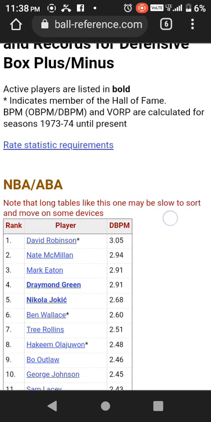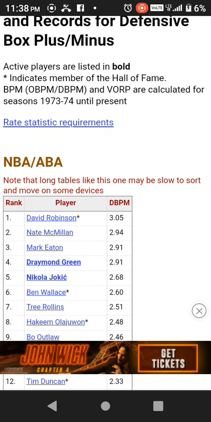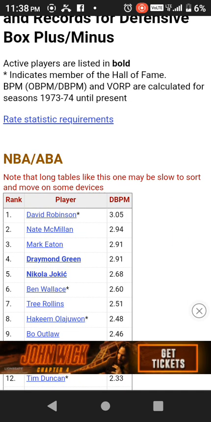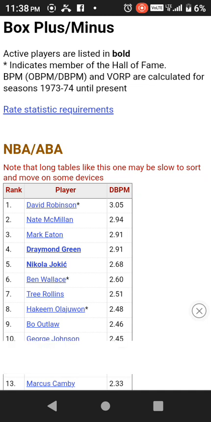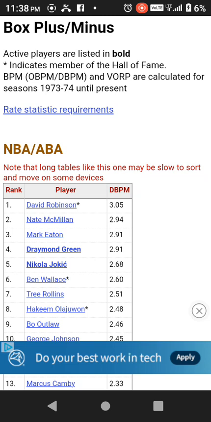So David Robinson has the highest defensive box plus minus of all time. Do we think he's the greatest defensive player of all time? No. He's damn good, don't get me wrong, but that does not mean that he's a great defender. That means whatever lineup he was in. This is not the end all be all of how you calculate. Oh well, look at his defensive box plus minus. You know what I'm saying?